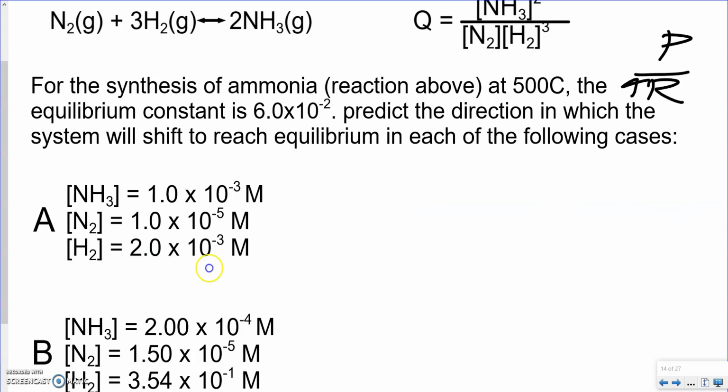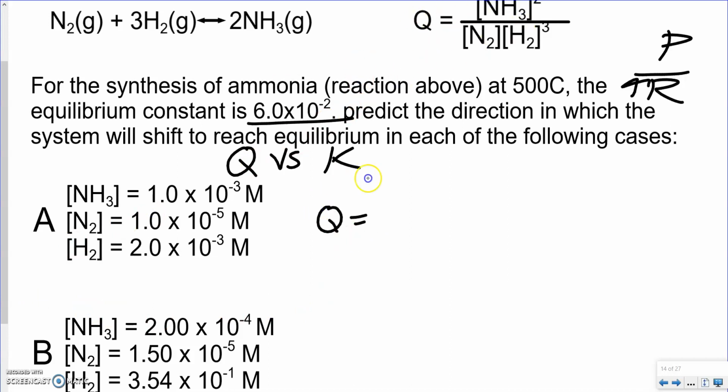We're given a series of scenarios, our concentrations, and we're asked to determine, are we at equilibrium or are we not? How do we do that? We compare Q versus K, given that K is 6.0 times 10 to the negative second. So all we're going to do is plug these values into our equilibrium expression.